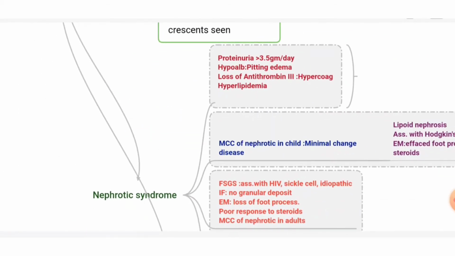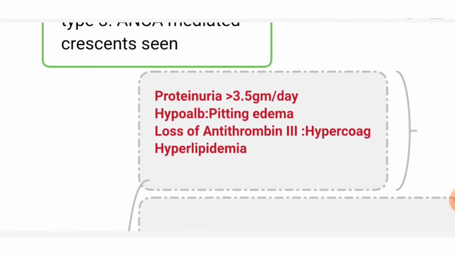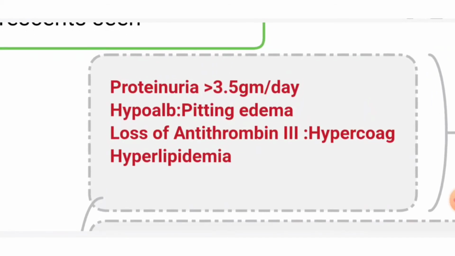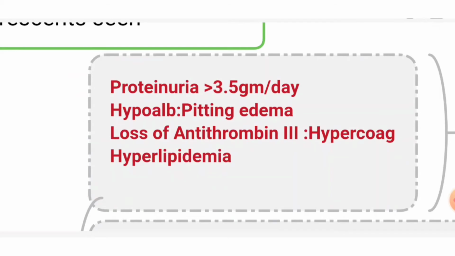Next point is regarding nephrotic syndrome. So in nephrotic syndrome, what is present is proteinuria more than 3.5 grams per day, hypoalbuminemia, and pitting edema will be there, and there will be hypercoagulable state because there is loss of antithrombin 3 and hyperlipidemia is there. So if these features are given, answer will be nephrotic syndrome.